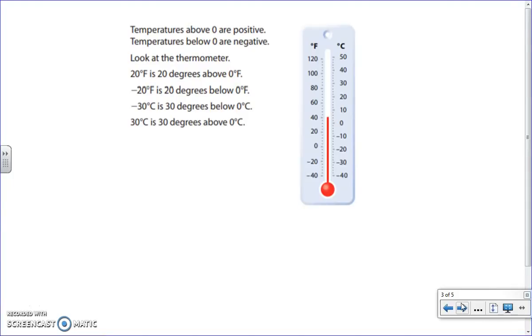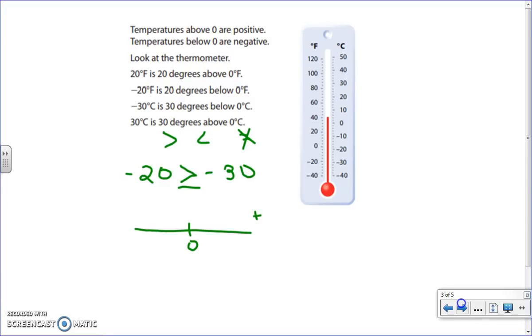So, ladies and gentlemen, sometimes we compare numbers. When I talk about -20 and -30, and I want to compare using greater than, less than, or equal to, I know for sure they're not equal, but it's difficult for students to understand that -20 is actually bigger than -30. On a number line, the numbers get bigger to the right and smaller to the left.